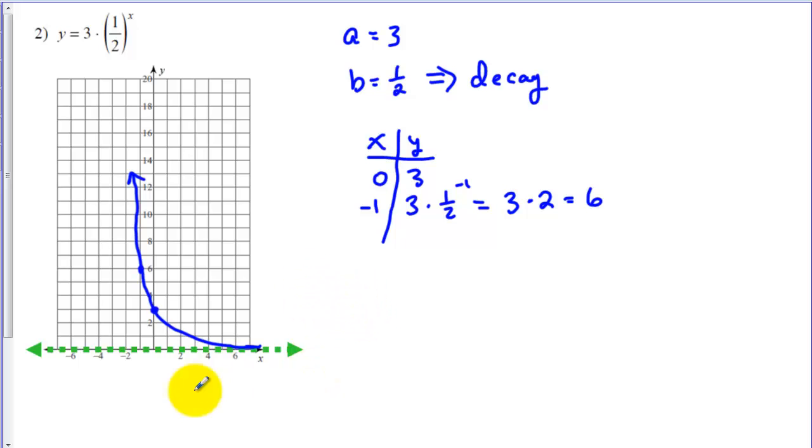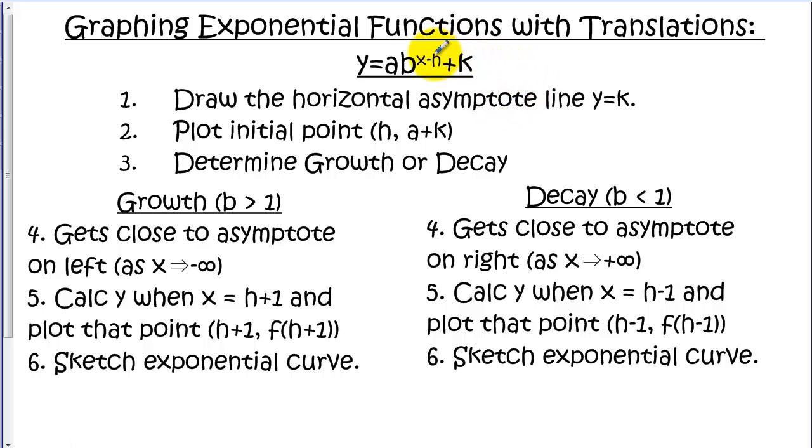You can see they're pretty quick once you get the hang of it. Now we're going to add the translation. So we're going to add possibly an adding or subtracting in the exponent and an add or subtract on the end. So remember, the k value moves our asymptote.